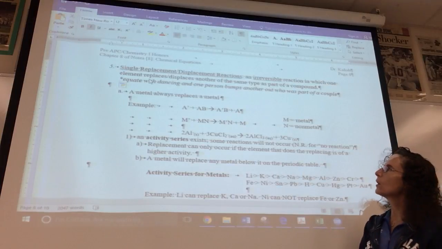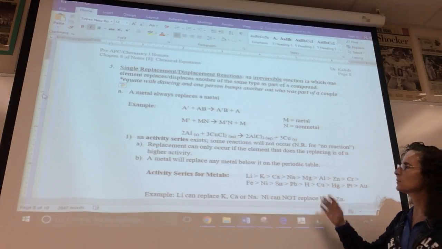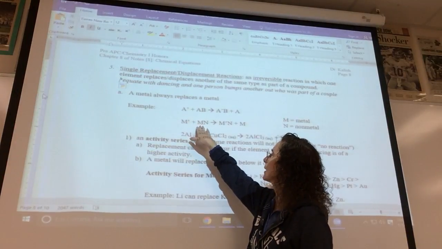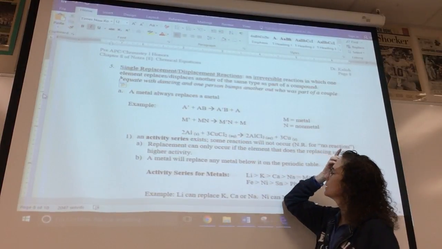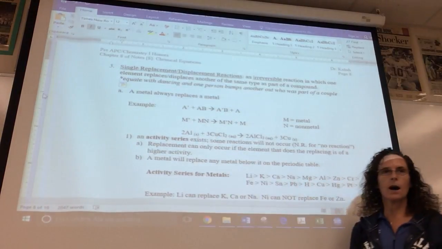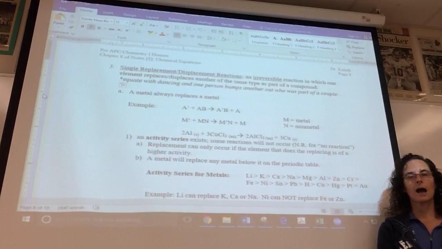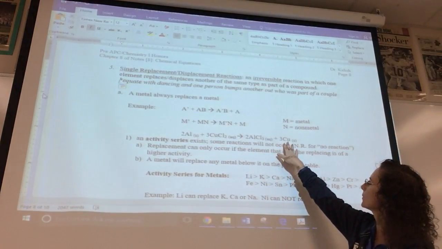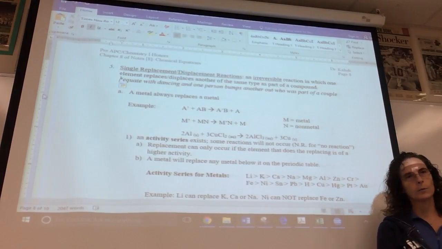All right, so a metal always replaces a metal. I'm going to get those little dots out because those are going to drive you nuts. That's what's shown here: a metal of higher activity has the ability to displace the metal that's part of the compound here. That metal is now by itself. Can aluminum displace copper? Yes, because it's higher on the activity series. So aluminum displaces copper, copper goes out by itself, and the new compound, aluminum chloride, is correctly formula written.